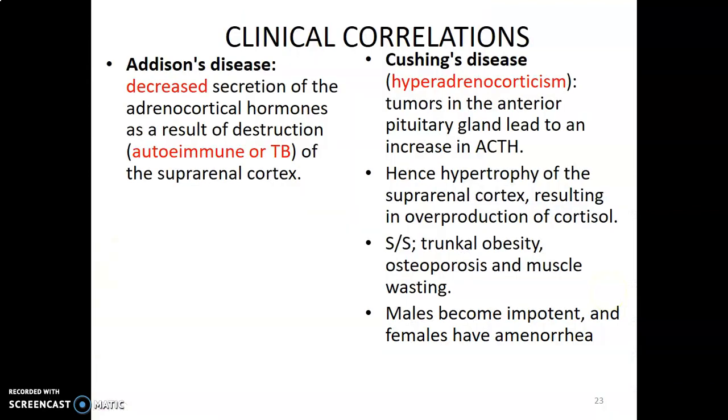So you need to know some clinical aspects, but this is more of physiology. So you need to consult your physiology notes. There's Addison's disease when you decrease adrenocortical hormone production. There's Cushing's disease when you increase adrenocortical hormone production. So go to your physiology notes and look at the symptoms of Cushing's disease and Addison's.